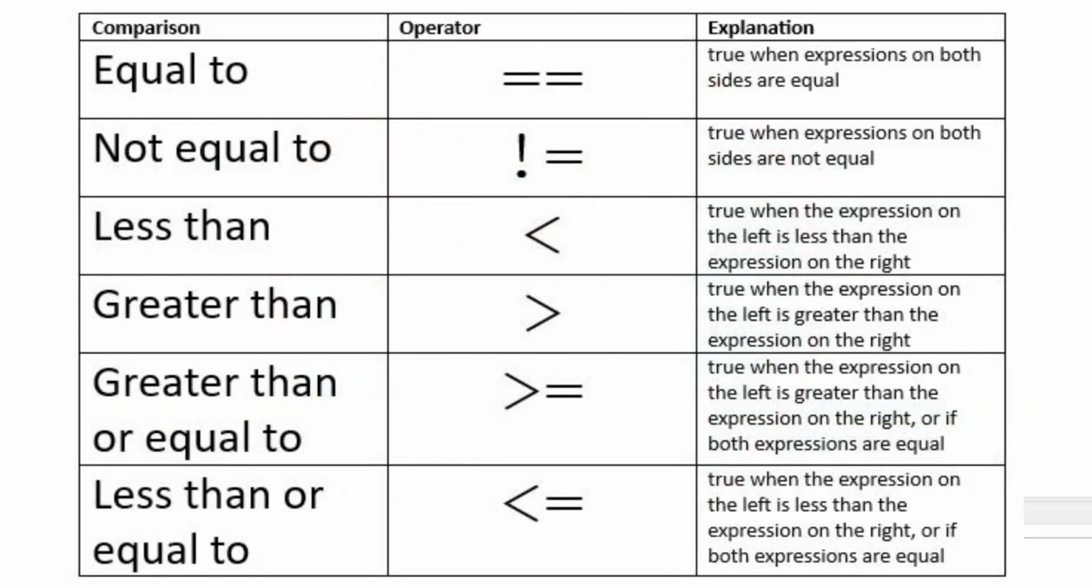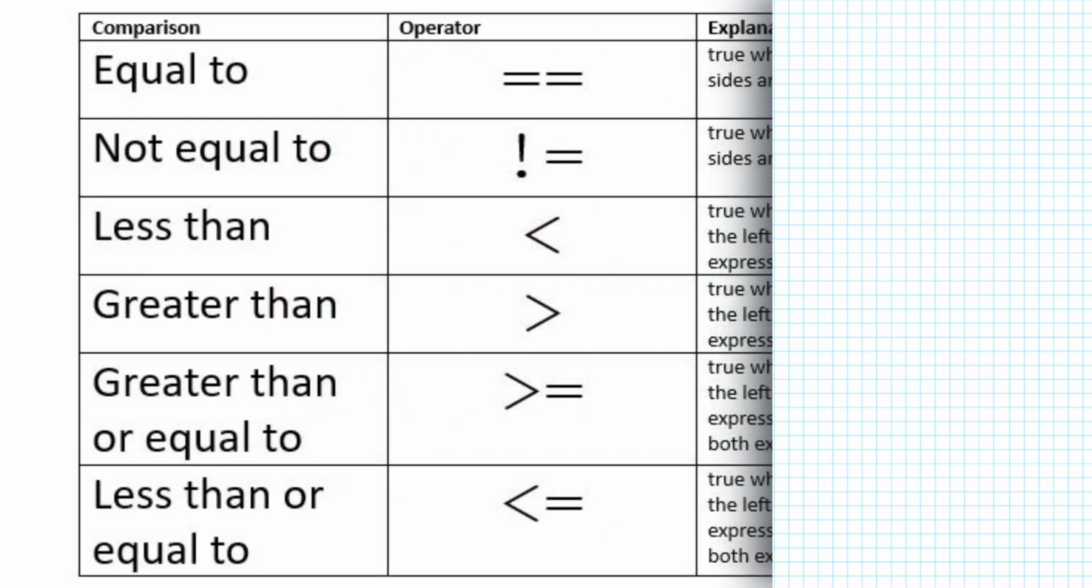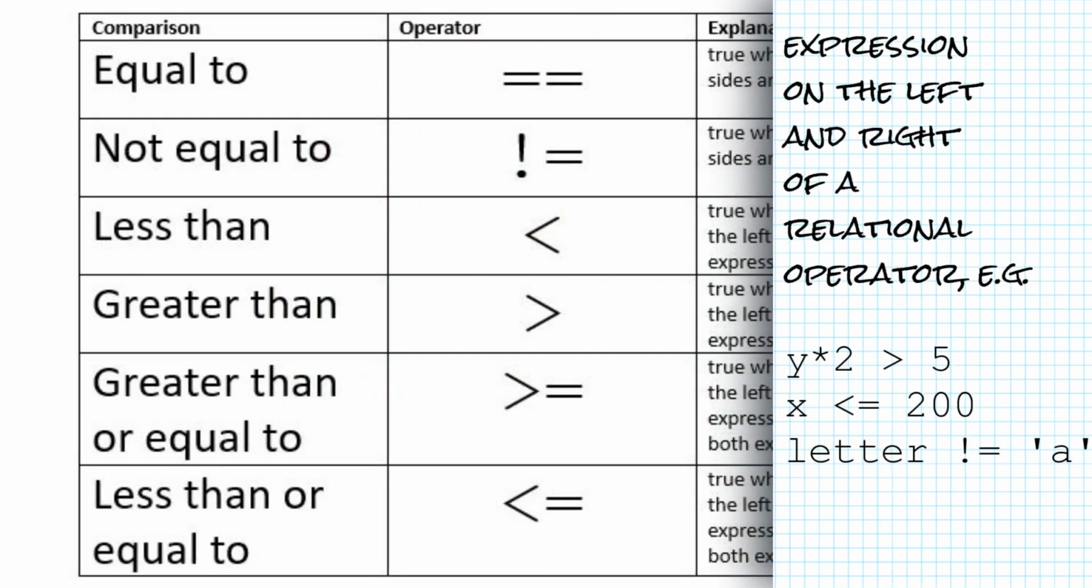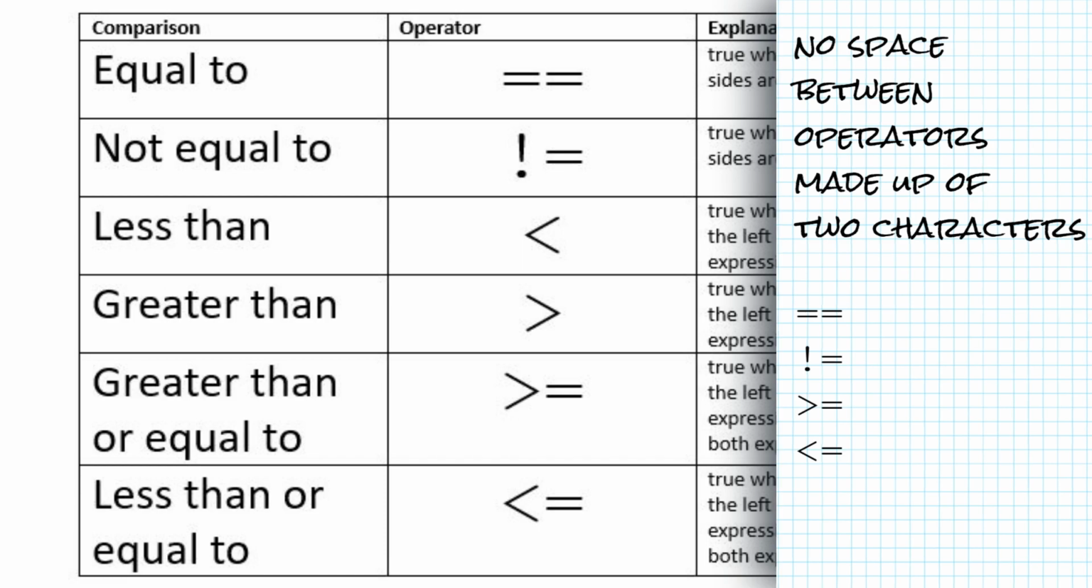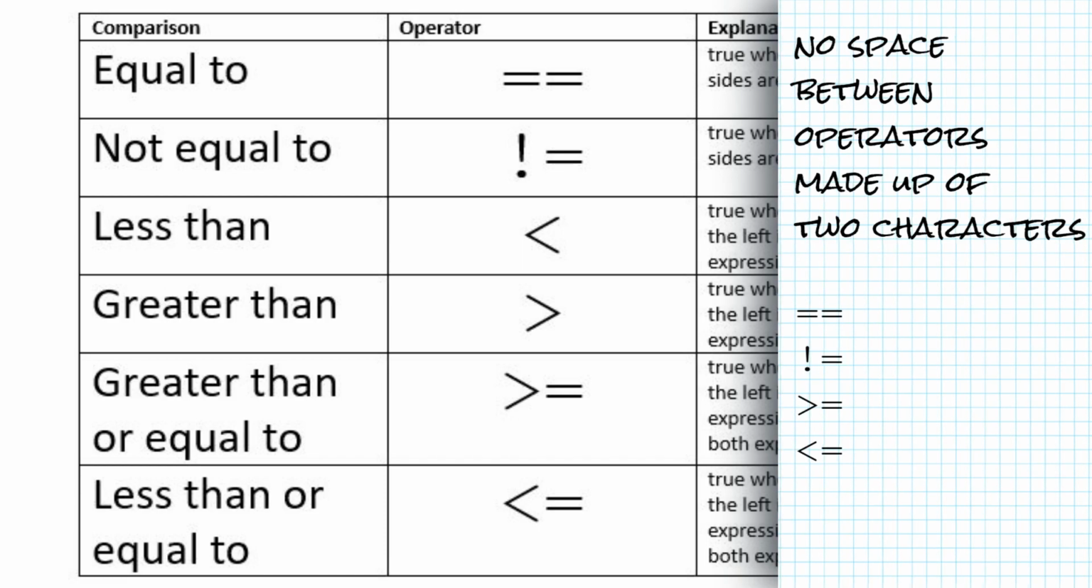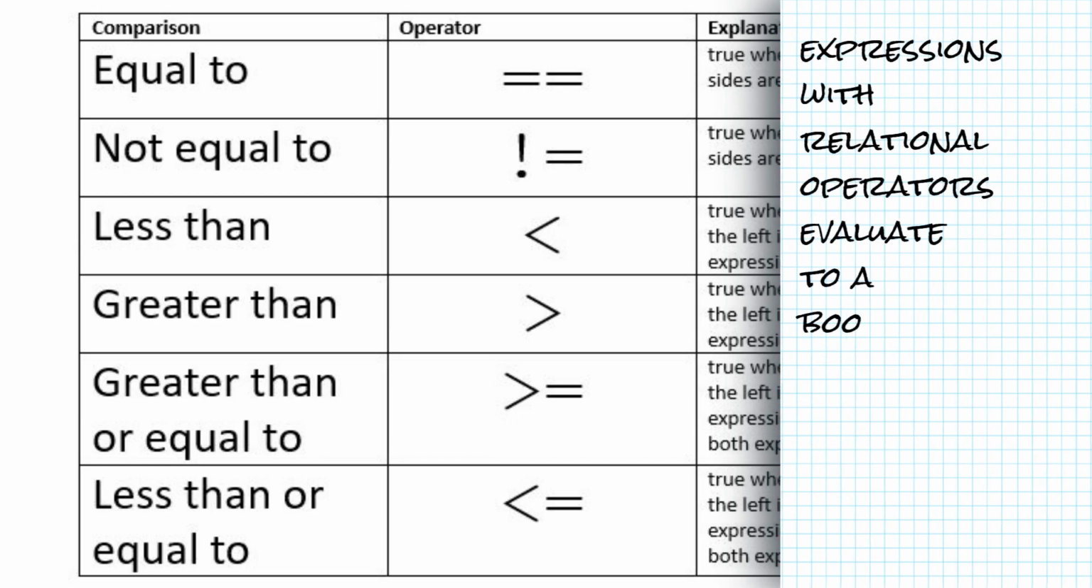So as a quick review, remember that you put an expression on the left of one of these operators and an expression on the right. If the operator is composed of two characters, like equals equals, not equals, greater than or equal to, or less than or equal to, you do not put a space between the two characters. And importantly, your entire expression will evaluate to a Boolean result, true or false.